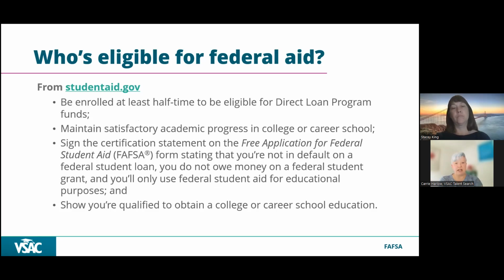And they have to sign a certification statement on the FAFSA that says they don't owe money on a federal student grant, and that they'll only use their federal aid for educational purposes. And they have to show they're qualified to obtain a college or career school education, which a lot of times is verifying that they've completed high school, either with a high school diploma or with a GED.